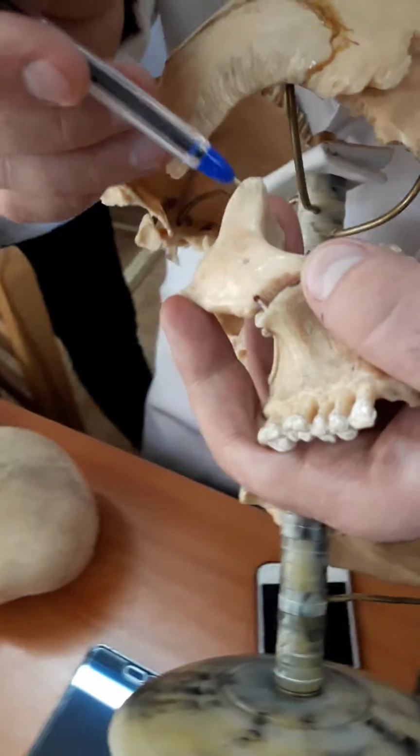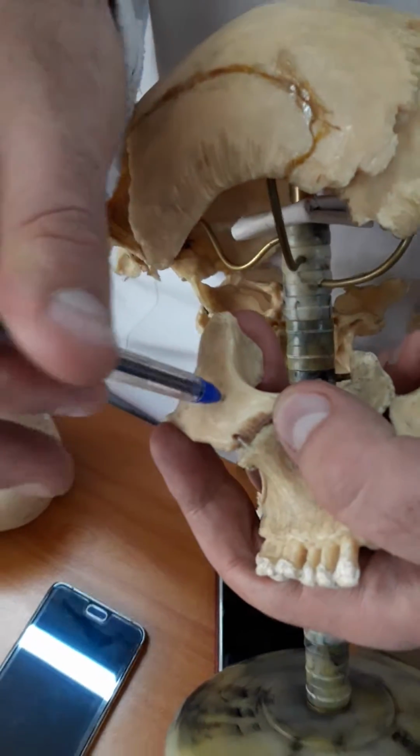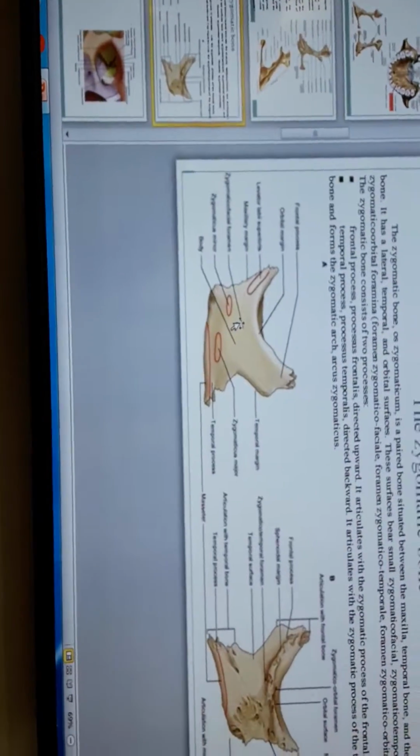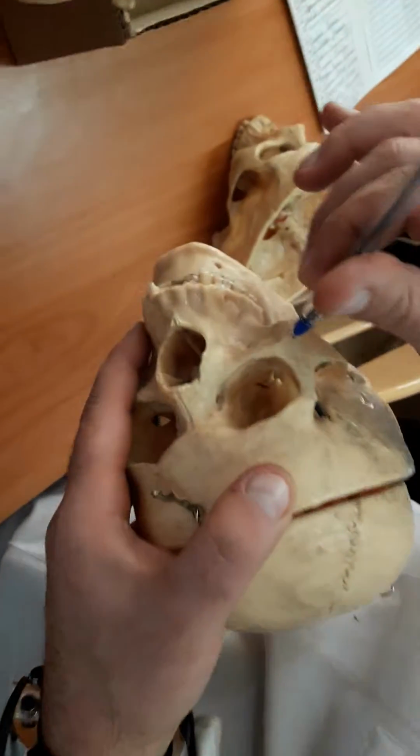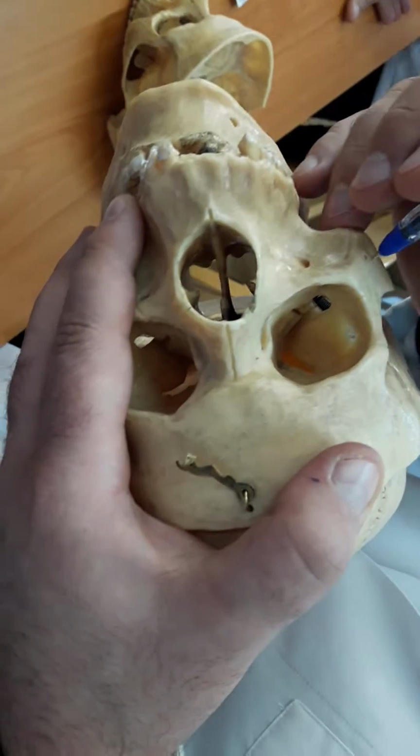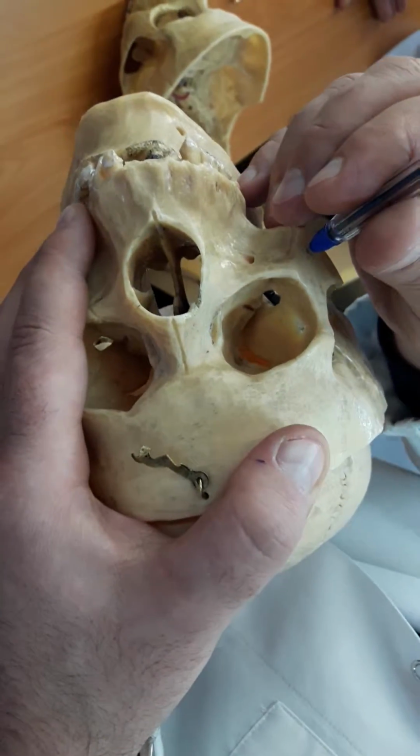We have three apertures in the bone. Here only one is visible. That's why I will show all the apertures in the picture. In this bone, here is the zygomaticofacial aperture. It is clearly visible here. It is the place of passage of the zygomaticofacial nerve, which is a branch of the maxillary nerve.